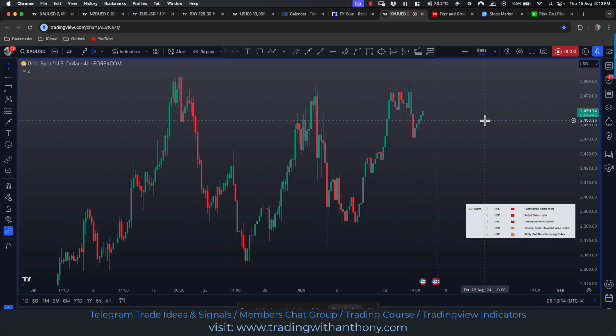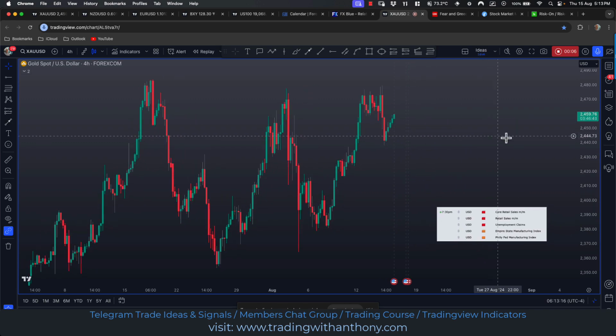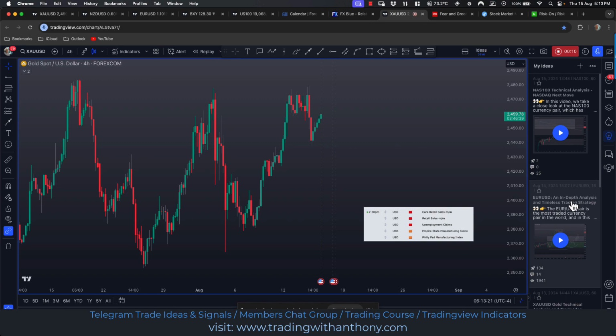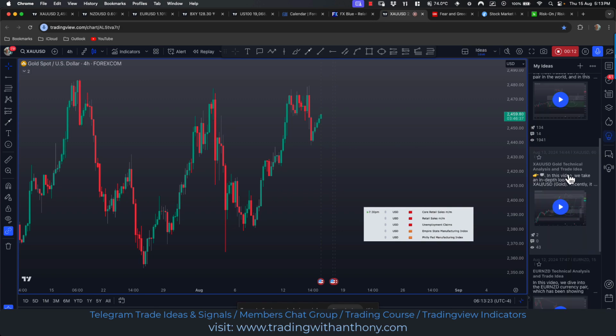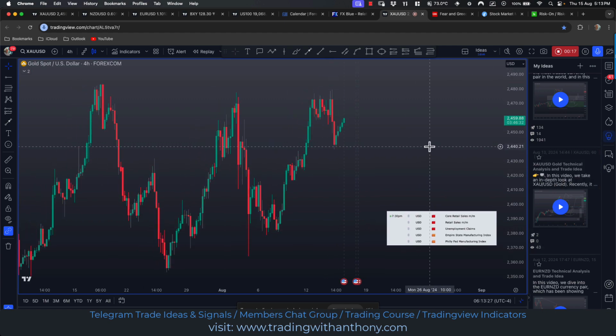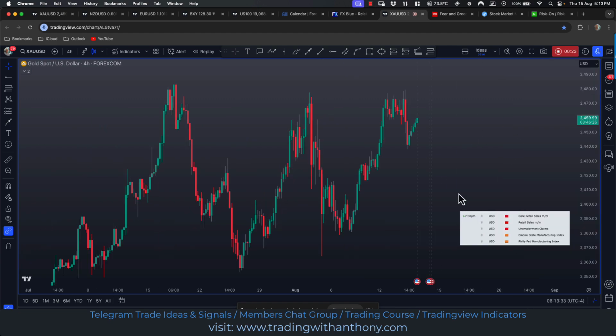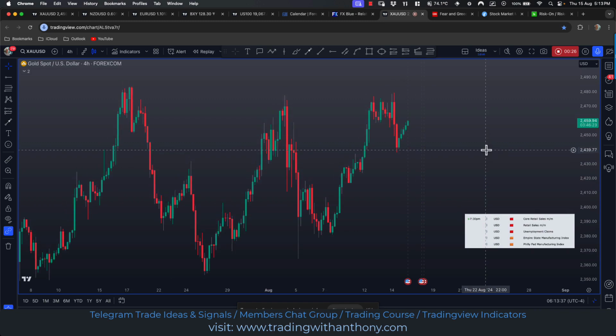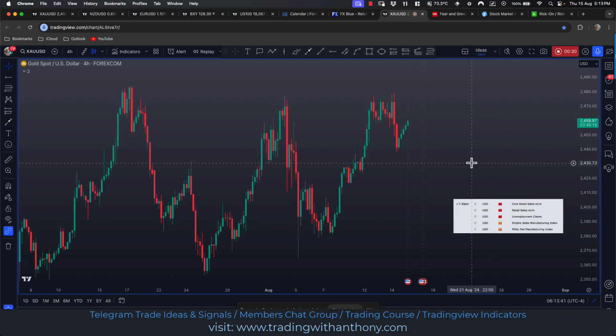Looking at gold on the 4-hour time frame. I did a video a couple of days ago down here somewhere. Here it is on gold. And in that video, I was talking about a possibility that we see a retrace and an opportunity to buy. There's a bit of a shift going on here that has thrown a spanner in the works, and I want to cover that in this video.